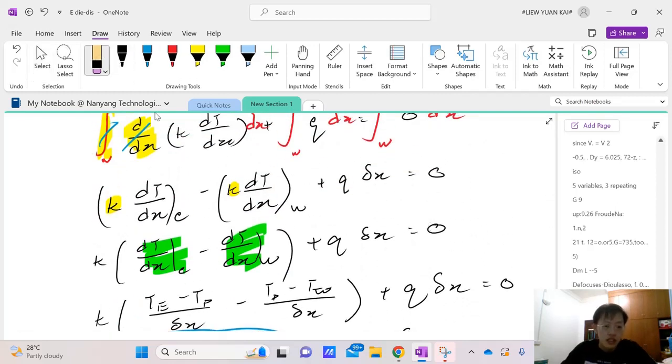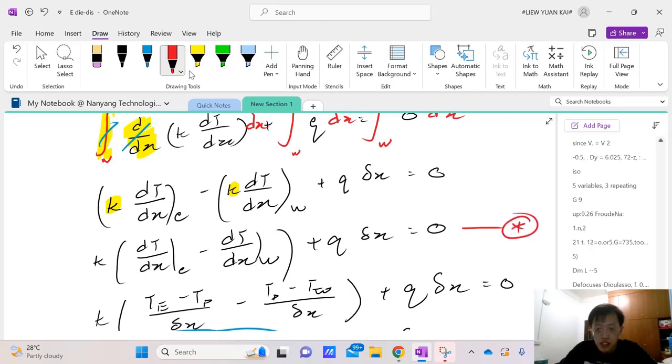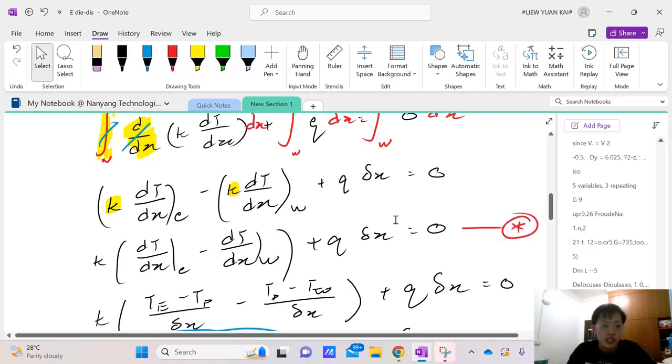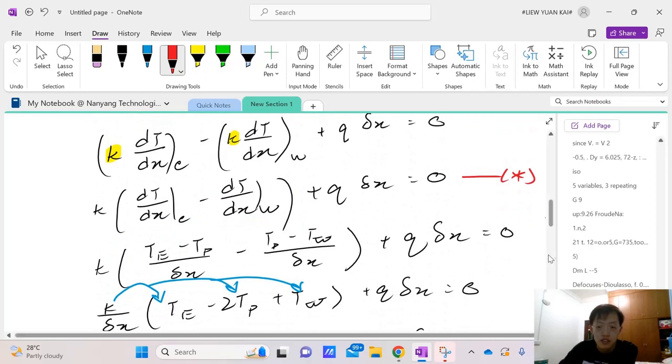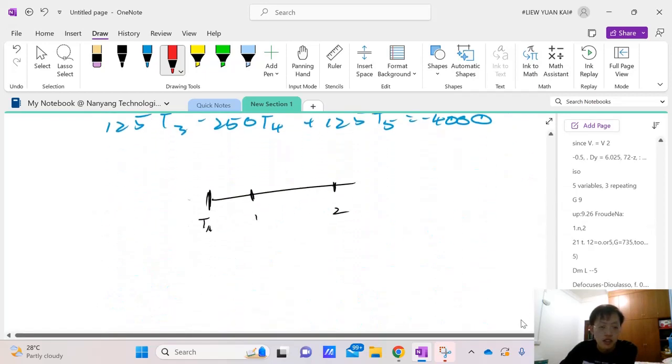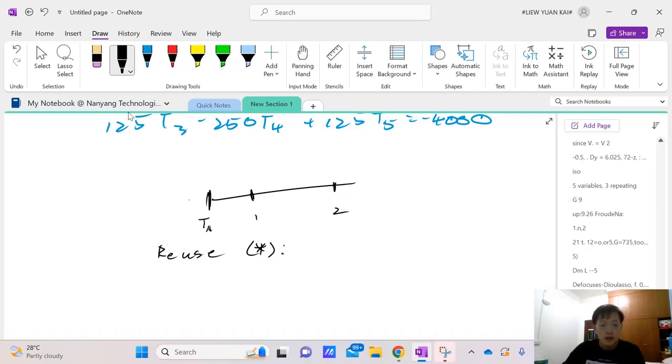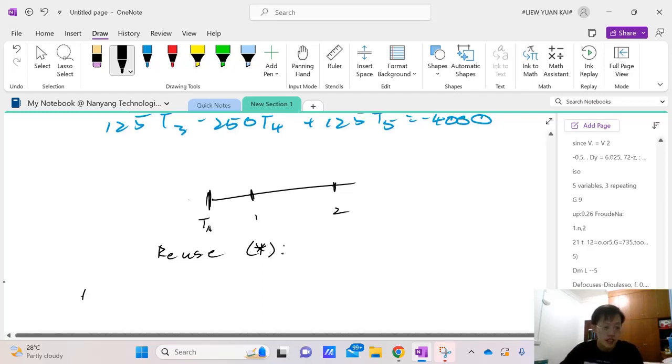We will always use this differential equation, so after this we don't need to repeat the process over and over again. Let's call it star. We will always use this equation star to write out the linear equation, so always reuse this equation. Let's go back down. Then reuse star. Star is given by this, right? I'm just copying equation star down.